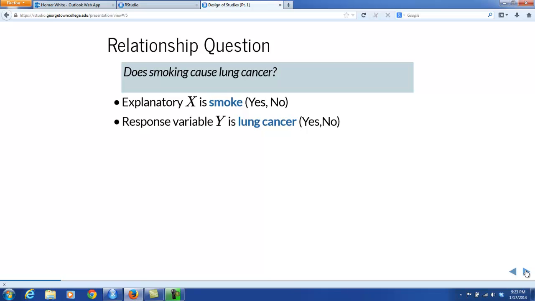The response variable is another factor variable, lung cancer, with values yes or no. Yes if a person has lung cancer, no if the person does not. So we can interpret, does smoking cause lung cancer, as a question about the relationship between the variables smoke and lung cancer. And in particular, we're wondering if the variable smoke plays a causal role in determining the values of the variable lung cancer.